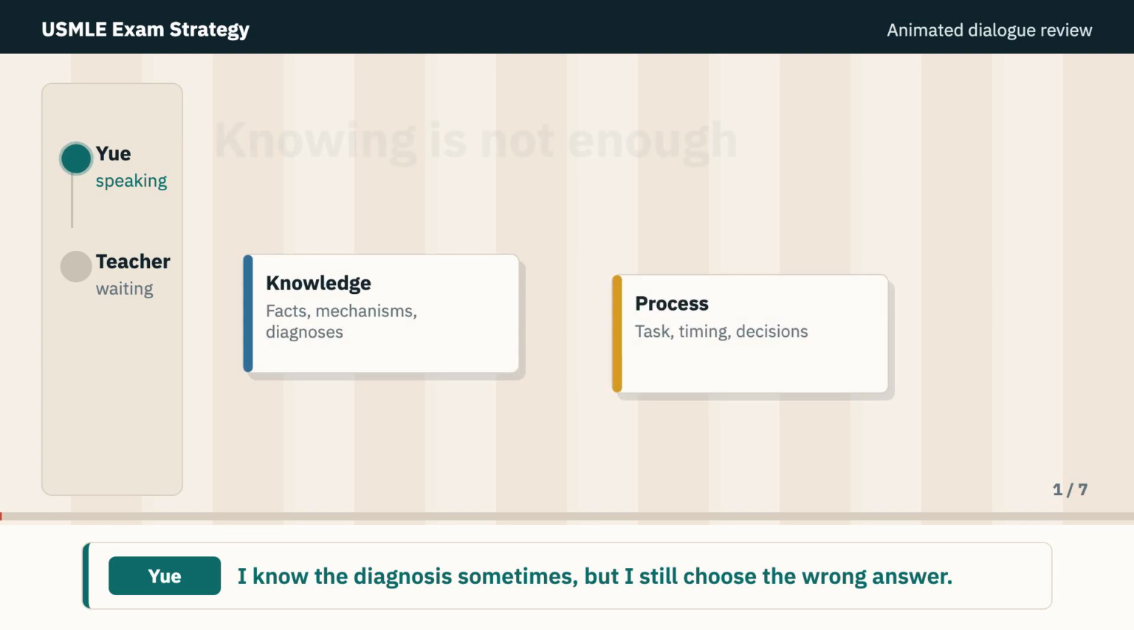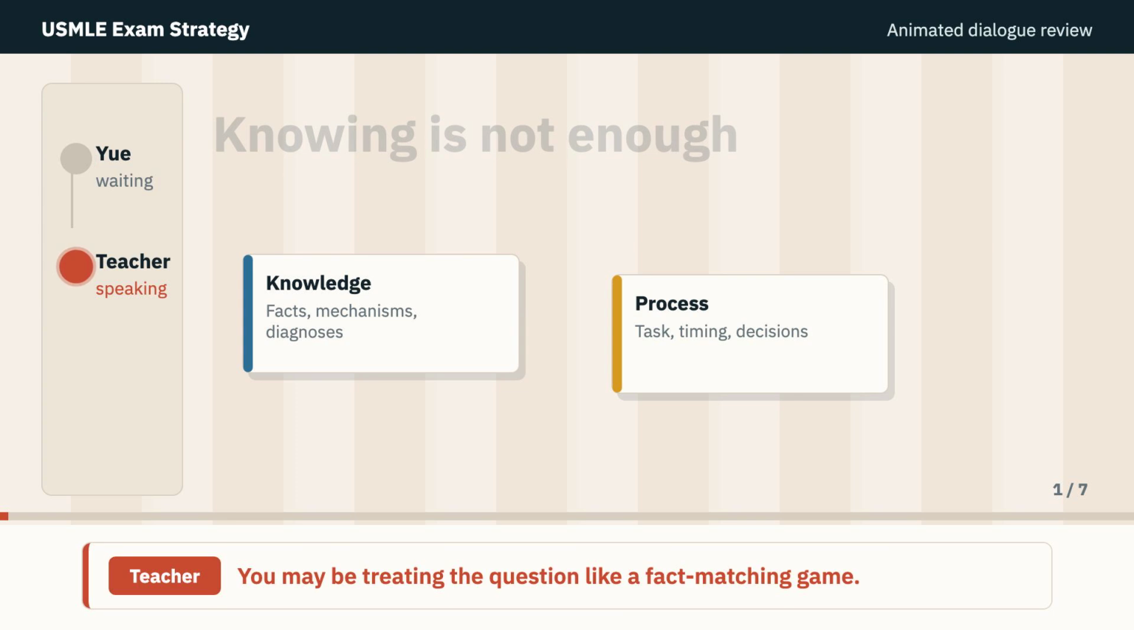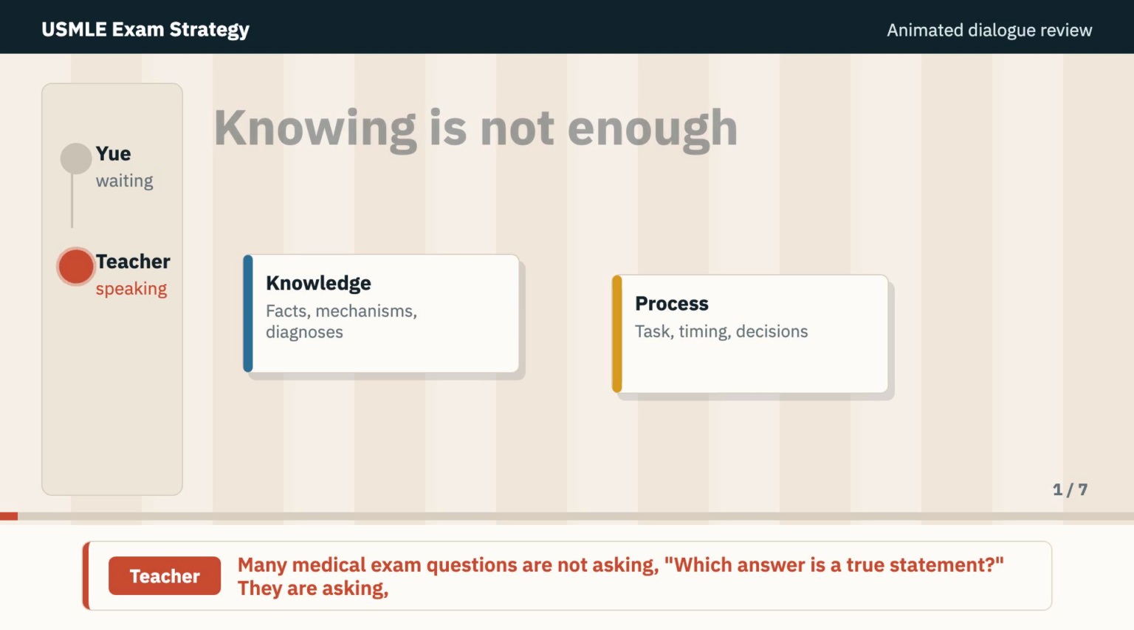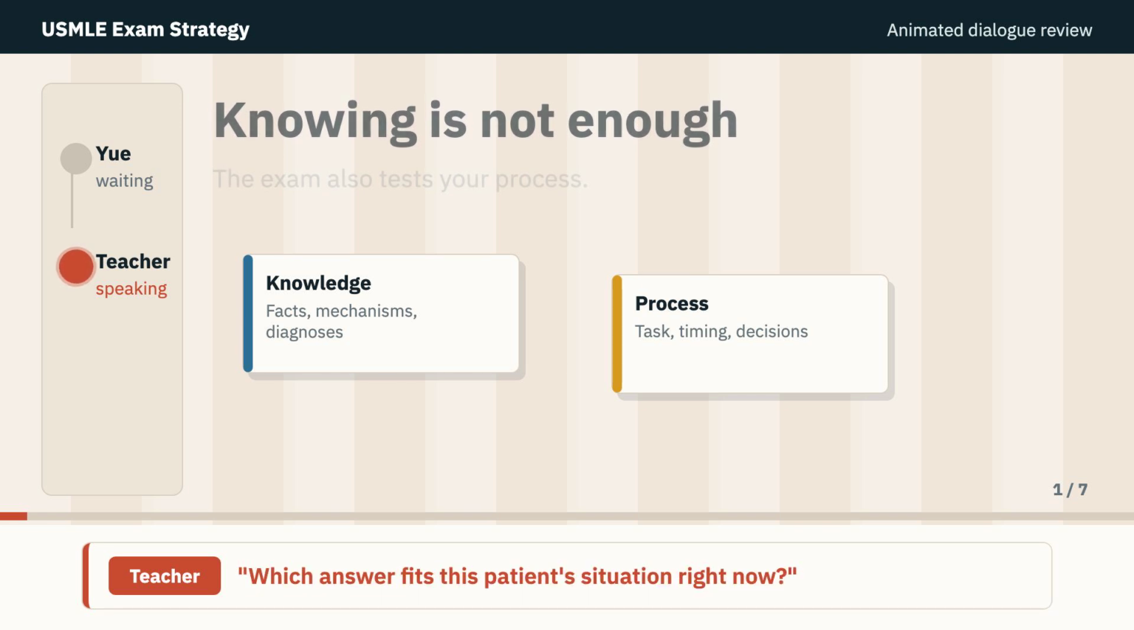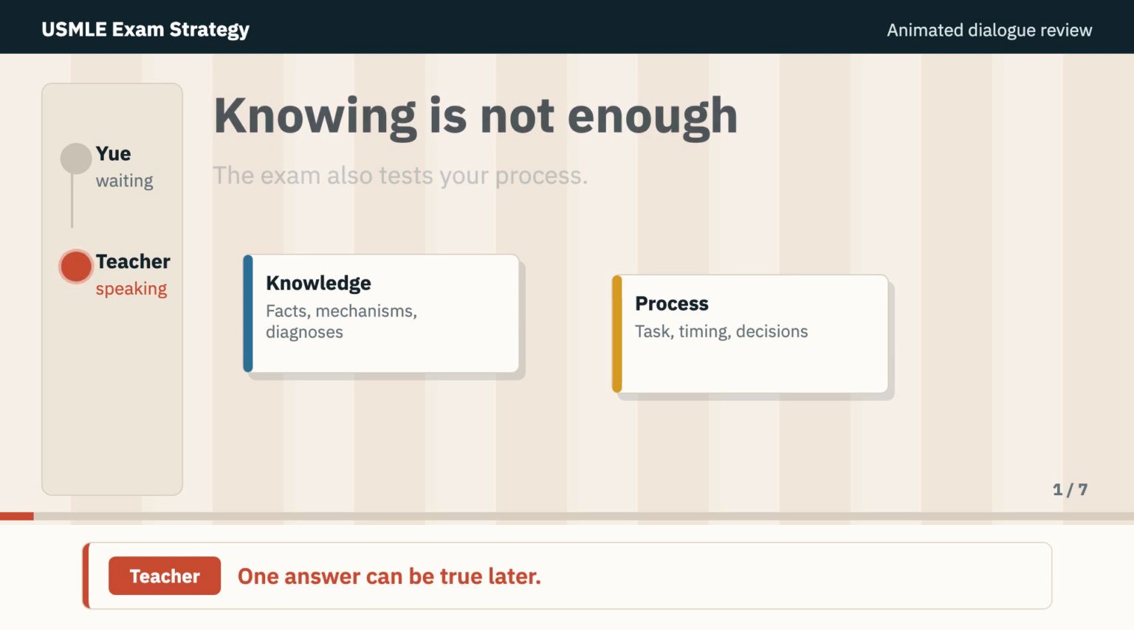I know the diagnosis sometimes, but I still choose the wrong answer. What am I missing? You may be treating the question like a fact-matching game. Many medical exam questions are not asking which answer is a true statement. They are asking which answer fits this patient's situation right now. That difference matters. One answer can be true later.